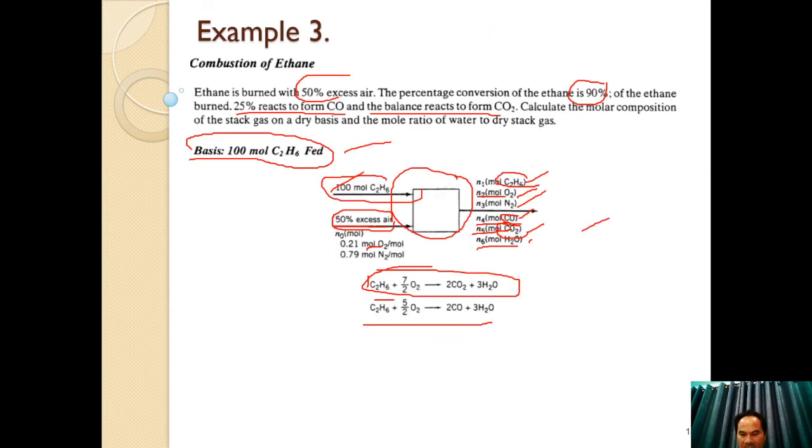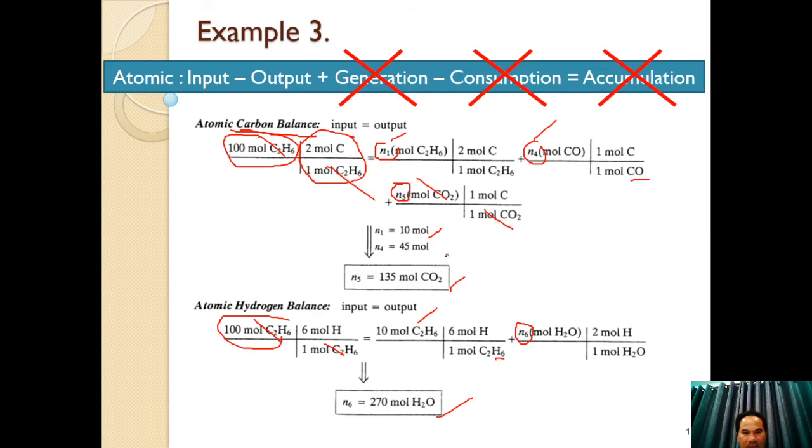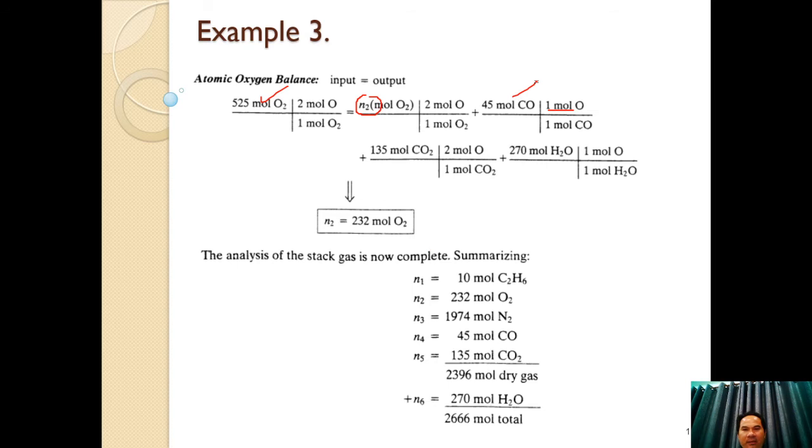CO is N4, which is 45. It's 45 CO. If you remember that you can cancel mole O2, you get mole oxygen per mole carbon monoxide. For the third term of output, based on CO2, 1 mole CO2 includes 2 mole atomic oxygen.